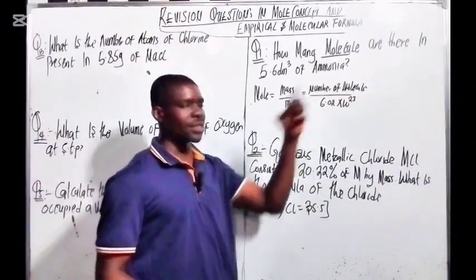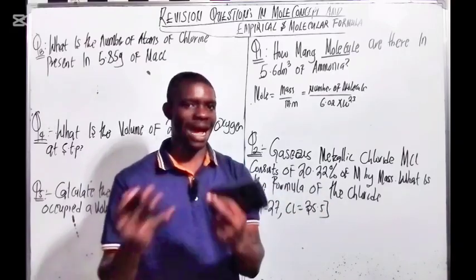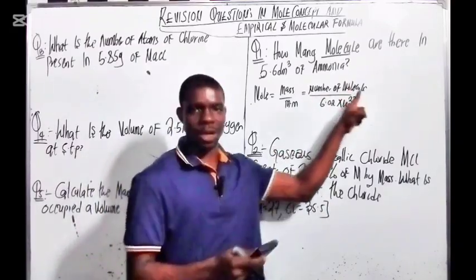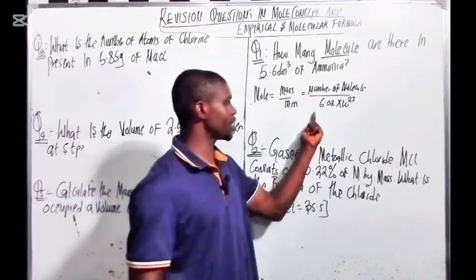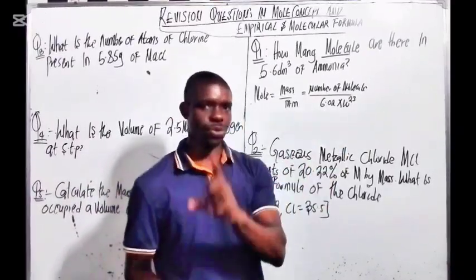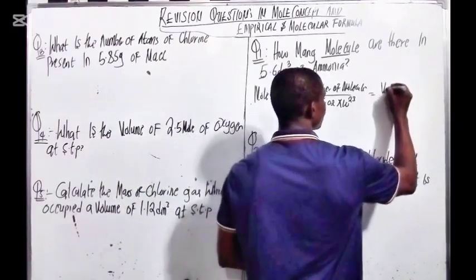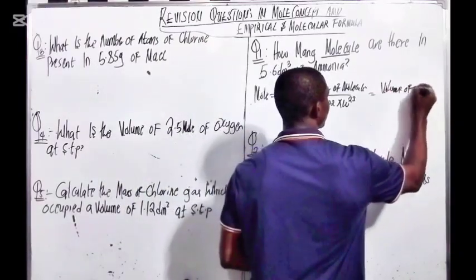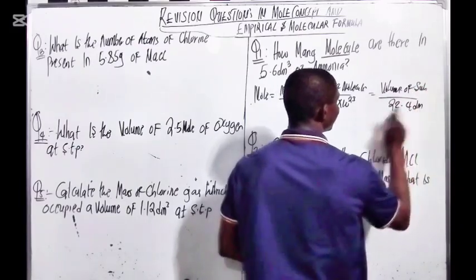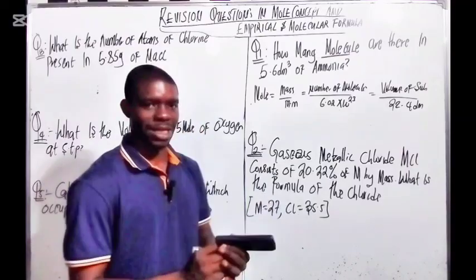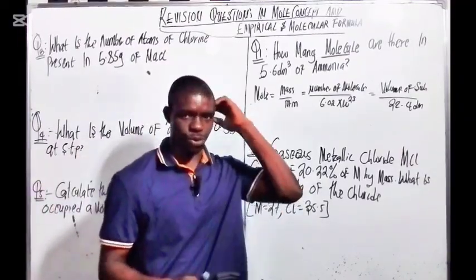number of molecules. Now you use molecule when you talk about compounds, but if it's just an element, you use atom. So it can be either number of molecules or number of atoms, over Avogadro's constant, which is 6.02 exponential 23. The next one is volume of substance over 22.4 dm cube. This is volume at STP. So these are the base formulas you can use in mole concept calculations.